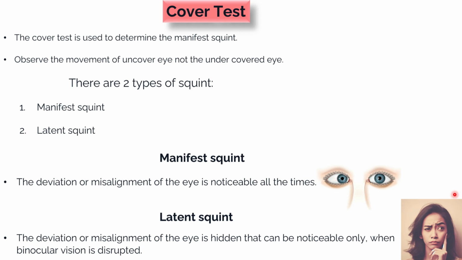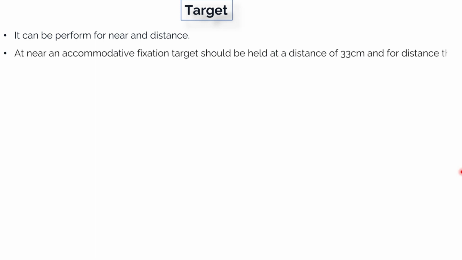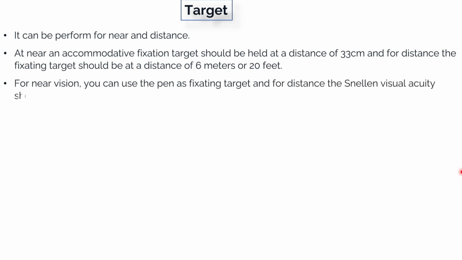Now, let's know what is the target. It can be performed for near and distance. At near, an accommodative fixation target should be held at a distance of 33 cm, and for distance, the fixating target should be at a distance of 6 meters or 20 feet. For near vision, you can use a pen as the fixating target, and for distance, the Snellen chart would be the fixating target.